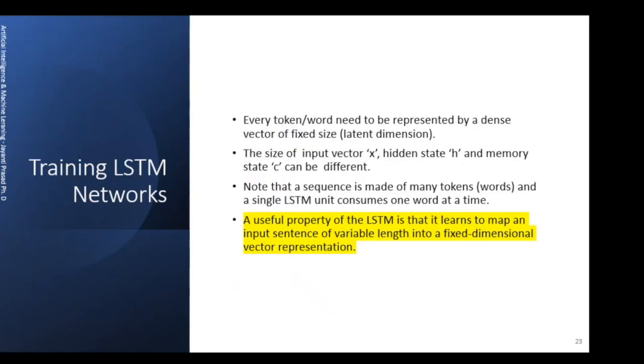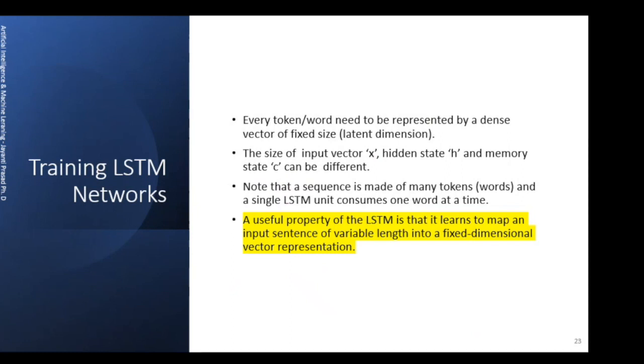For training an LSTM network, every token or word needs to be represented by a dense vector of fixed size, the latent dimension. So before we feed our text to any LSTM unit, we need to vectorize it. We can vectorize it with one hot encoding, or we can add one embedding layer just before giving it to the LSTM. I have both types of examples available. I have already mentioned that the size of the input vector X, hidden state H and memory state C can be different. A useful property of the LSTM is that it learns to map an input sentence of variable length into a fixed size vector.